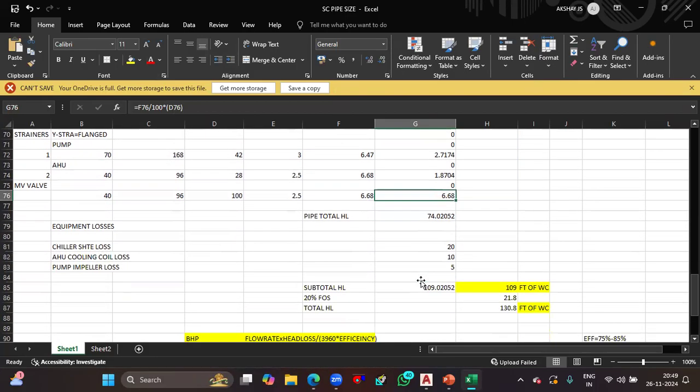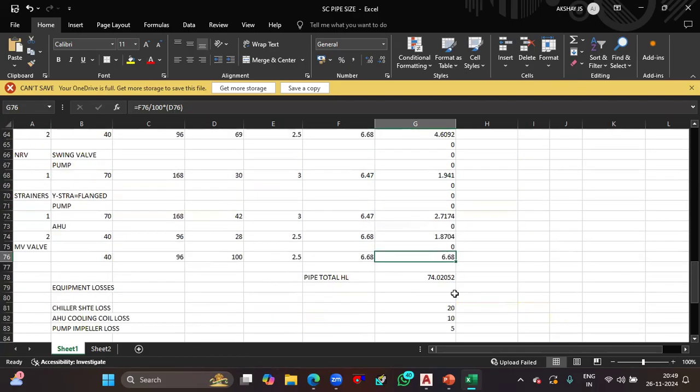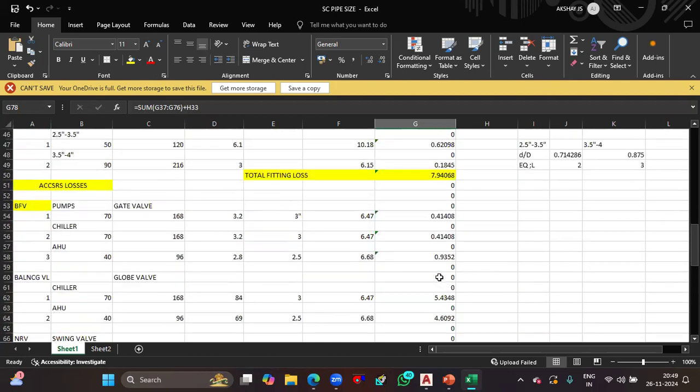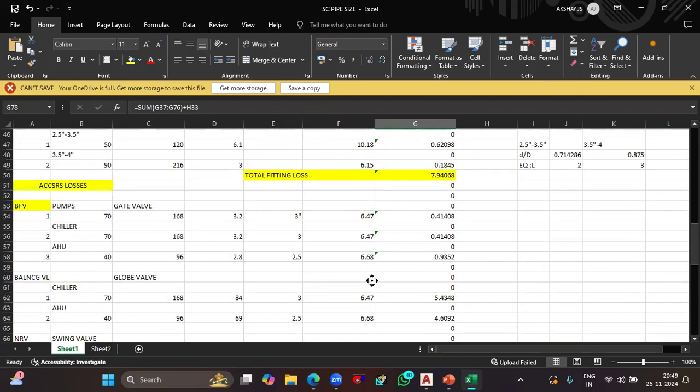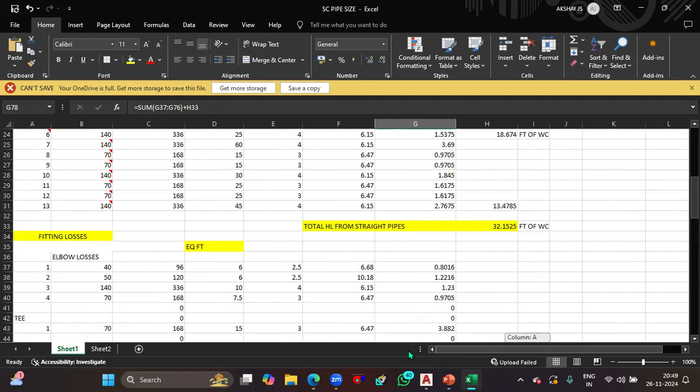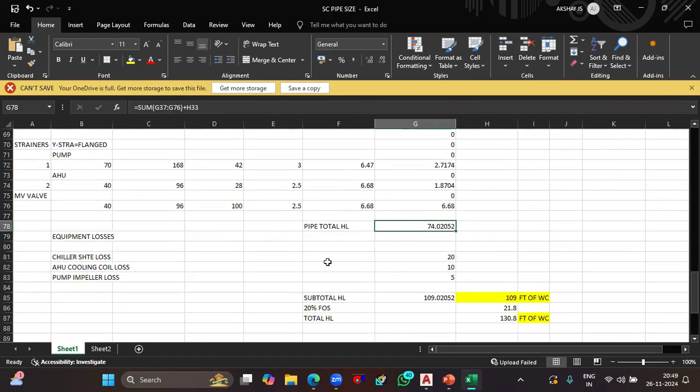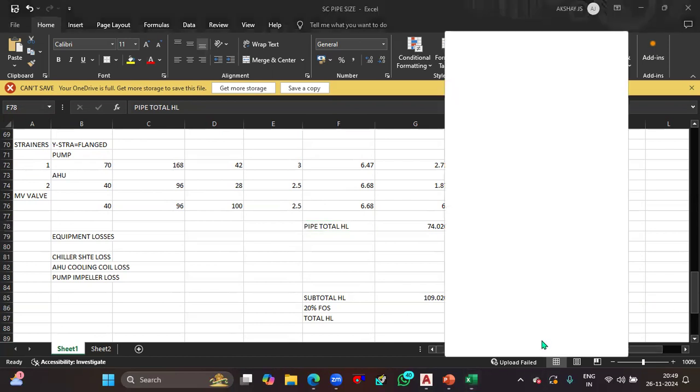Later, it's about the equipment loss. So here you can see pipe total head loss, which I've considered. That means I just added the entire head loss from the straight pipes, fitting losses, and accessories loss. That's it. I considered all the values. And that's what I mentioned here. It has to be the pipe total head loss. Besides that, guys, just make a quick recall of what we are actually doing here. To know the pressure drop and frictional loss, then only the water can flow across the entire system, isn't it? One second, guys.